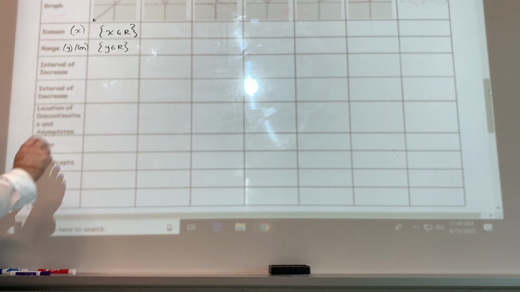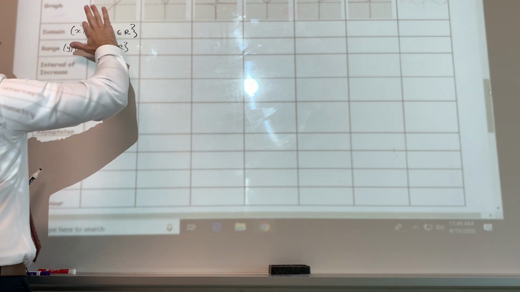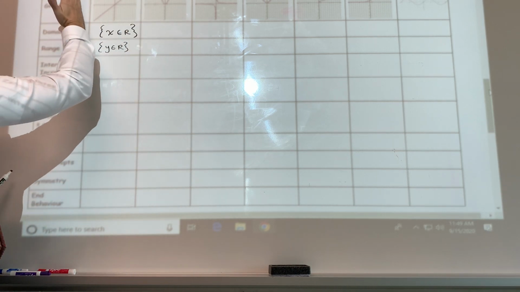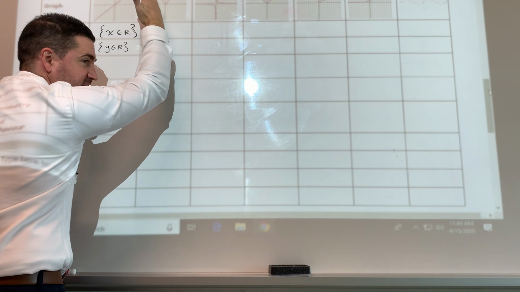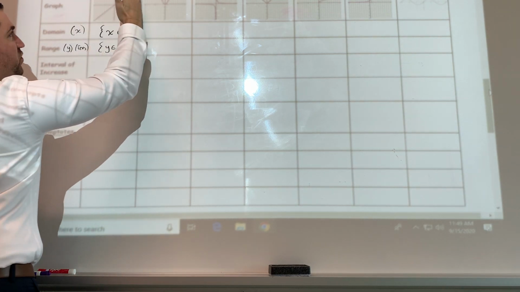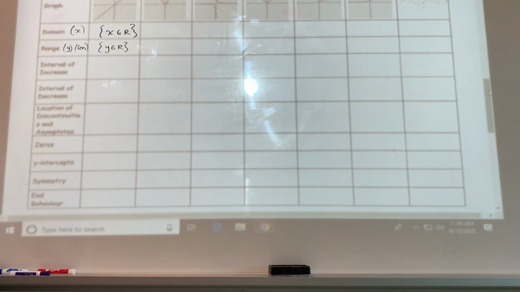Okay, so now we're going to do interval of increase. If we read the graph from left to right, we have to see which way our graph is actually going.